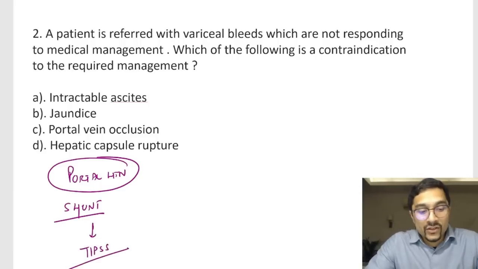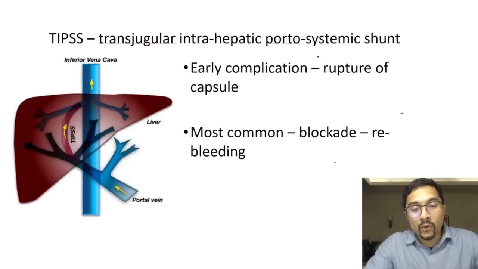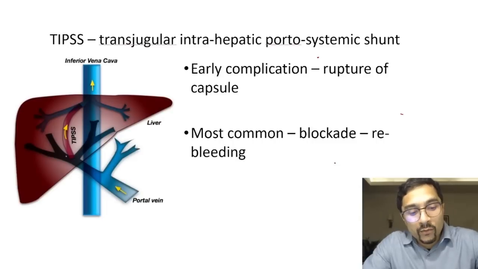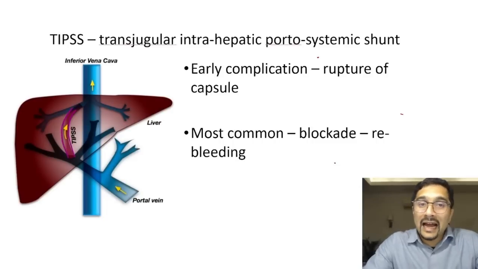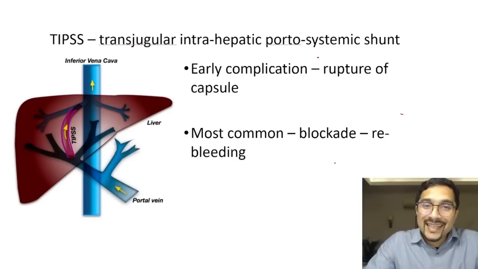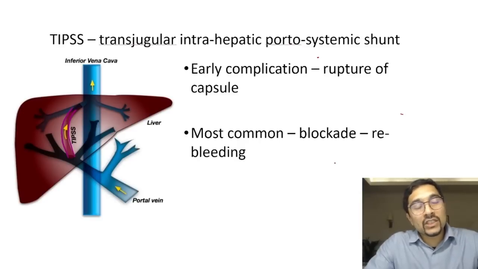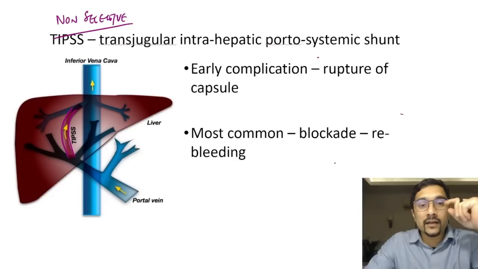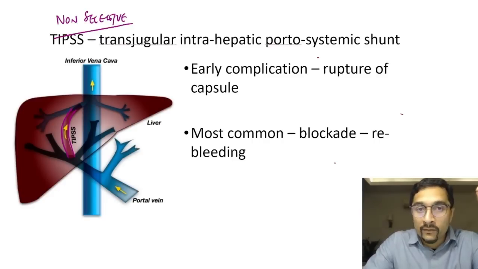TIPS stands for transjugular intrahepatic portosystemic shunt. So basically what we are doing is putting a shunt between a branch of the portal vein and a hepatic vein so that the excess portal pressure can be shunted into the systemic vein. Now, TIPS is a type of non-selective shunt. Non-selective shunt means that here we are shunting a branch of the portal vein.